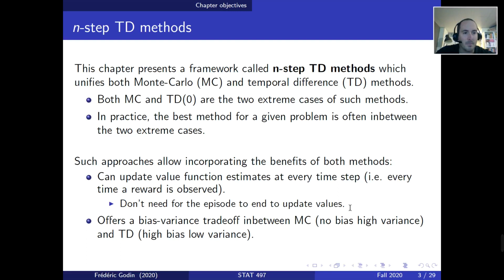We're going to see that n-step methods offer a bias-variance trade-off in between Monte Carlo methods, which have no bias but very high variance, and temporal difference methods from chapter 6, which have high bias but low variance. Sometimes there's a sweet spot between bias and variance for the target to optimize the pace and accuracy of learning.